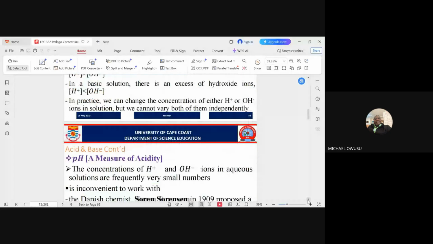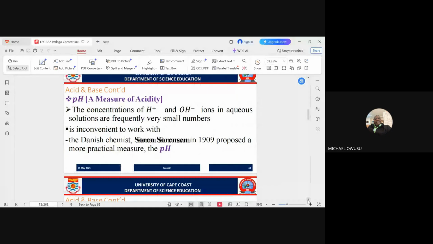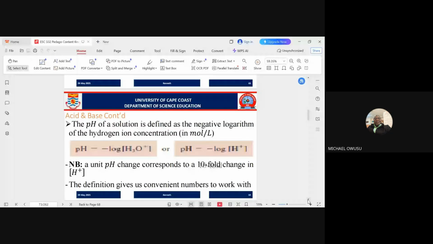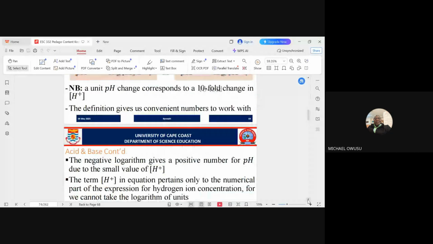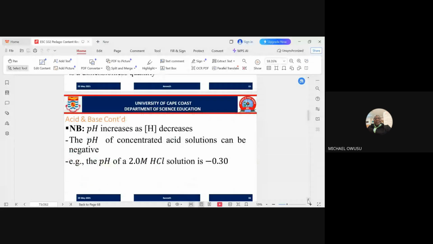I gave you a question to work on under pH, and then the thing went off. Do you remember I gave you a question with pH of 2 of H2SO4 solution? Do you remember that?